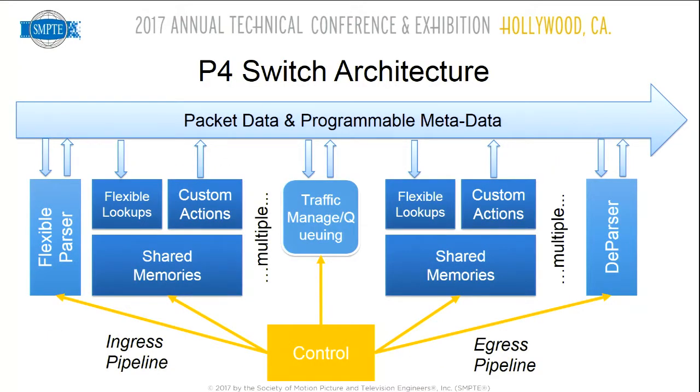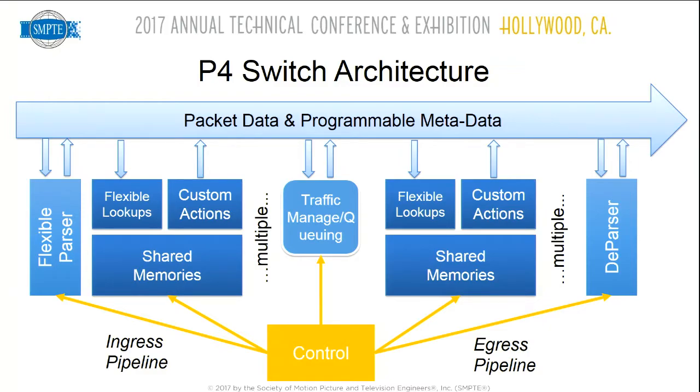So in the P4 switch architecture, packets come in on the left into the ingress pipeline. You've got your flexible programmable parser, which parses the headers. Those headers can then go into these flexible lookups that you program, with customized actions. Once it goes through the ingress pipeline, it goes into a traffic and managed queuing system where it figures out where that packet is going to come out of the switch.